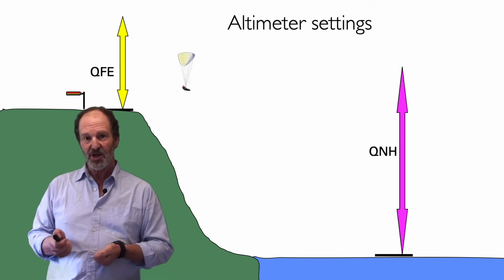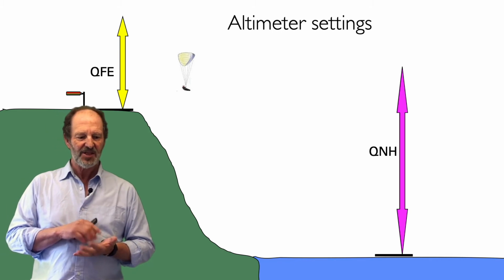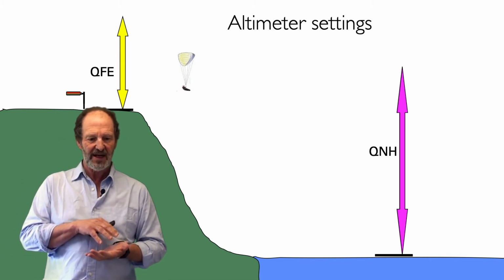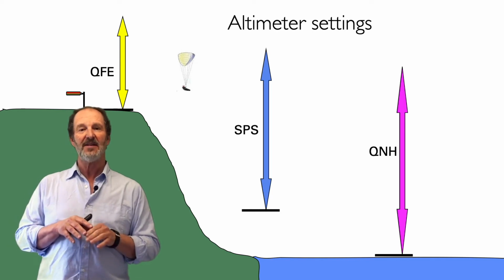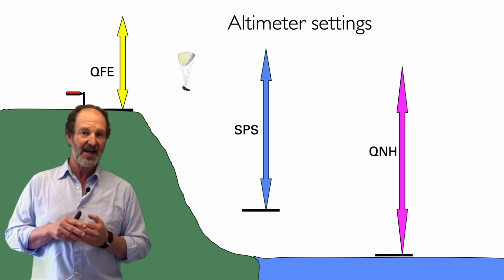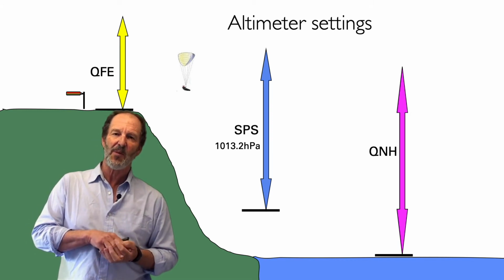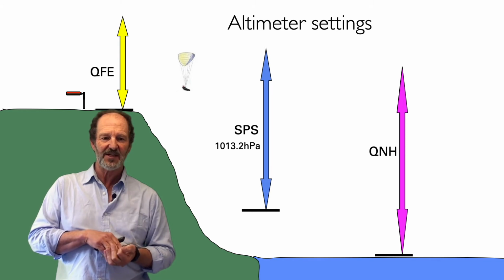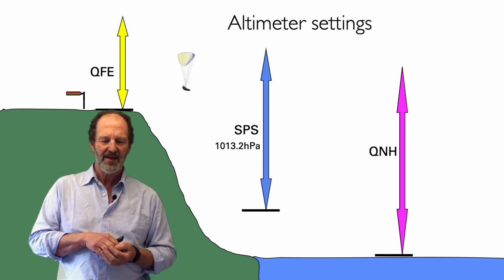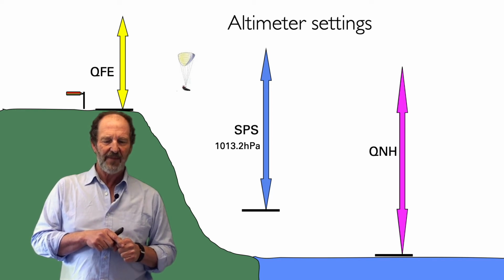Okay, so that's QNH. Now the standard pressure setting, or flight level, is a bit like QNH in that it's set to sea level. However, it is set to a standard sea level, the ICAO standard atmosphere, which is if the pressure is 1013.2 hectopascals and the temperature is 15 degrees centigrade. That's the standard atmosphere. So we use that as a datum. Why do we need this?